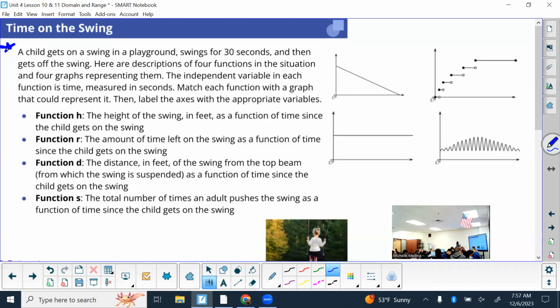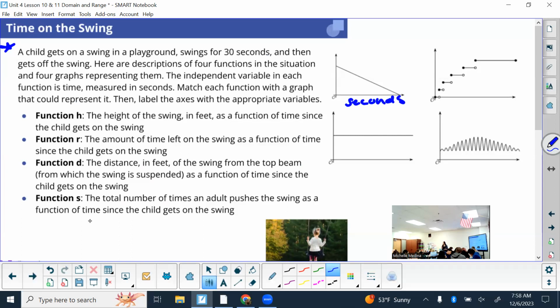Here are descriptions of 4 functions in the situation and 4 graphs representing them. The independent variable in each function is time in seconds. Match each function with a graph that could represent it. So here's each function. First, you got to tell me, okay, based on this graph, is it function H, R, D, or S? And you have the descriptions and the pictures on your paper.